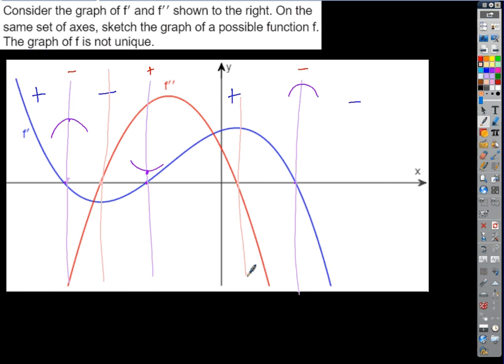What did we call a place that was a point of transition of concavity? Remember? So we had extrema, minima and maxima, which were points of transition of the first derivative. What was a point of transition of the second derivative?